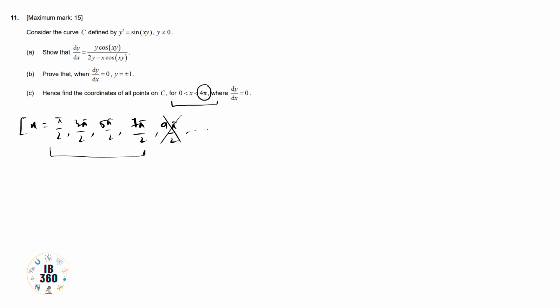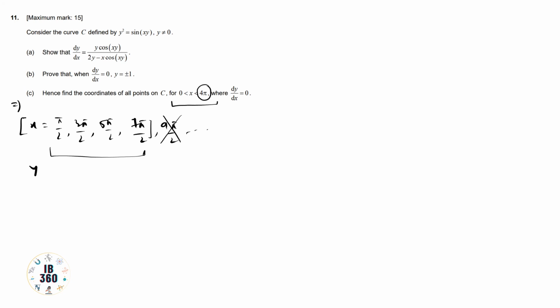Okay, so the value of x will be from pi by 2 to 7 pi by 2, as it is from 0 to 4 pi. Now for these corresponding values we need to find the y value, because in this question we have been asked to find the coordinates. So we need x values as well as y values. Okay, so this is a very simple problem.